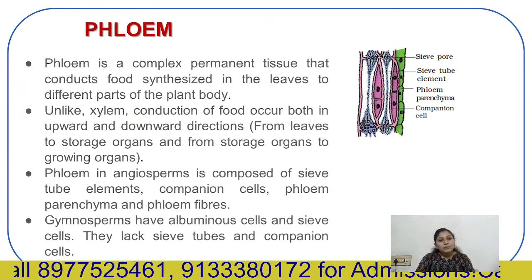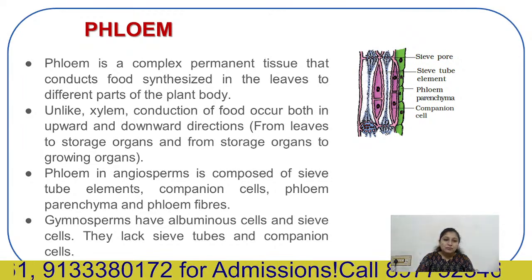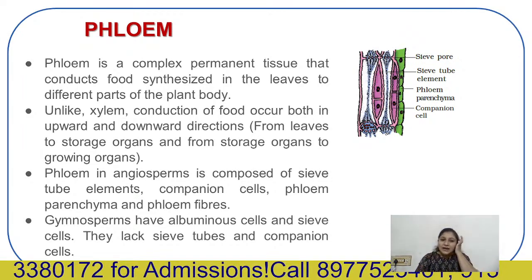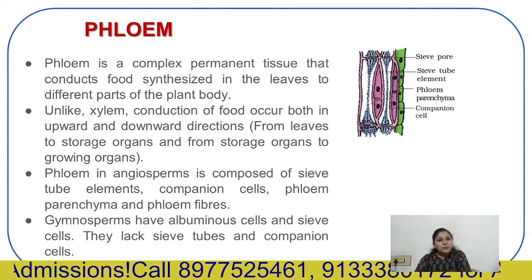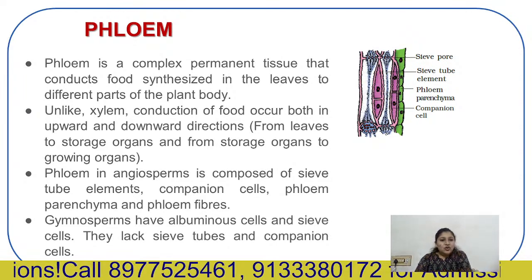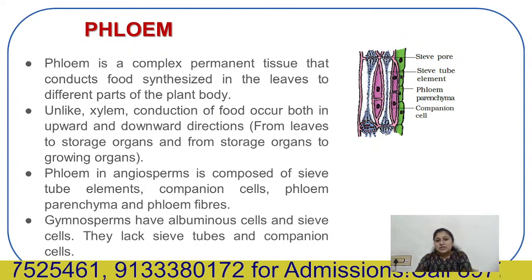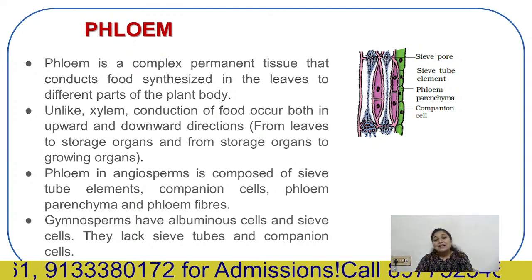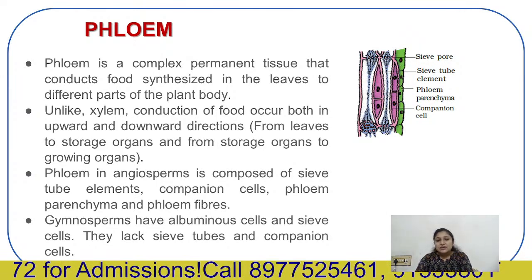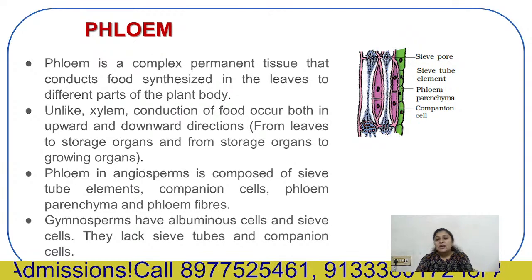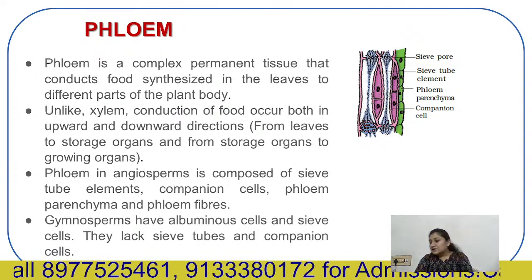Then phloem. Phloem is a complex permanent tissue that conducts food synthesized in the leaves to the different parts of the plant body. Unlike xylem, conduction of food occurs both upward and downward, to storage organs and from storage organs. Phloem in angiosperms is composed of sieve tubes, while in gymnosperms the sieve tube element is not there. They lack sieve tubes and companion cells. Instead, they have albuminous cells and sieve cells.